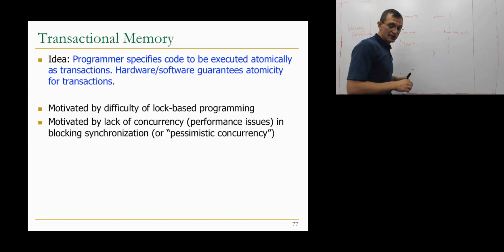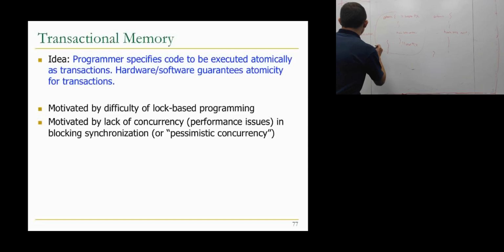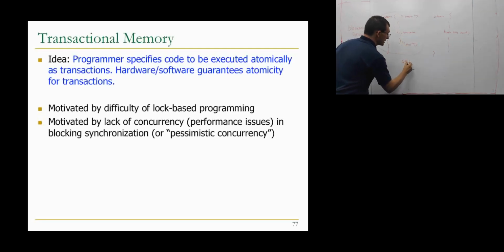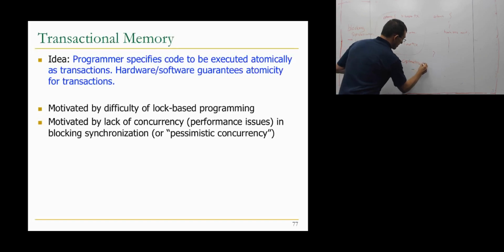dynamically. So another form of terminology: blocking synchronization is locks, whereas non-blocking synchronization is transactional memory. Because when you get to a critical section, an atomic block, you don't block, right? You don't actually wait for someone else to release the lock because there's no lock, okay? Also, transactional memory is called optimistic concurrency, whereas locks are called pessimistic concurrency.